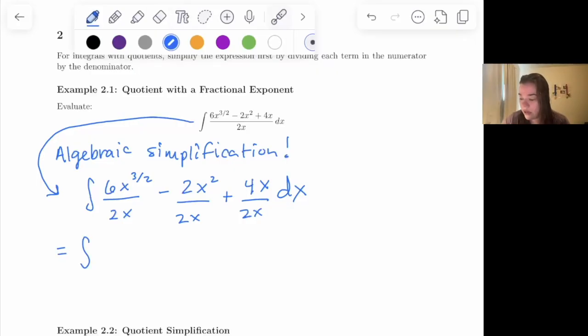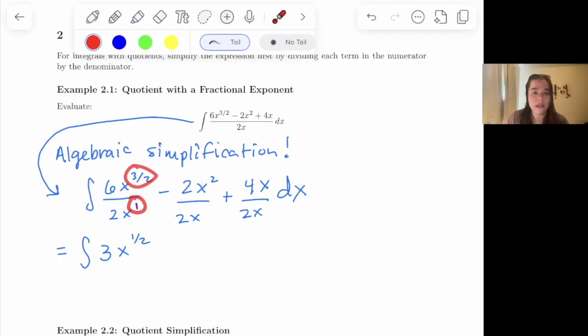So focus now algebraically on simplifying this 6x to the 3 halves divided by 2x. Remember some helpful exponent rules. So first thing I'm going to do is I'm going to divide the 6 by 2, results in 3. And then follow my laser pointer here. I need to clean up the x terms. And remember the rule here is you subtract exponents. So you would take 3 halves, subtract 1, and that'll give you your new exponent on x as you clean up. So all I did was I took 3 halves and I subtracted 1 to simplify.